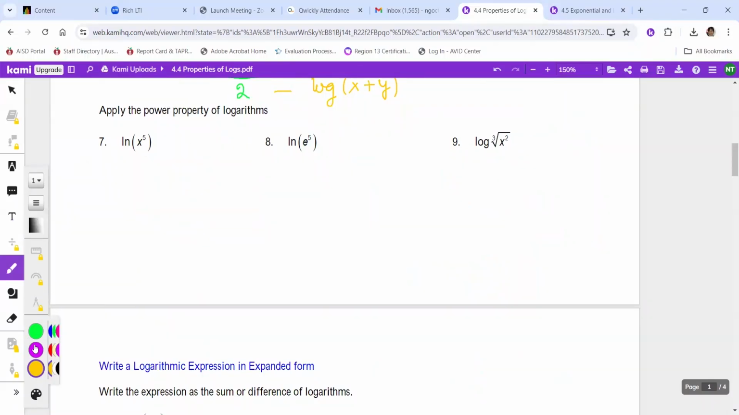So here on exercise number 7, this is the natural log. Of course, we don't see the base, but we have to know the base is e. So we'll go ahead and bring the exponent, which is 5, in front of the natural log. So 5 times the natural log of x.